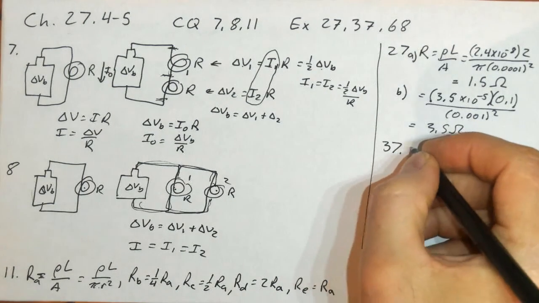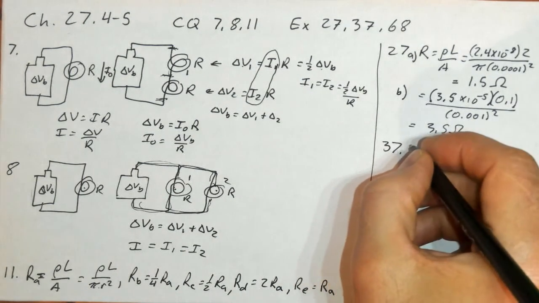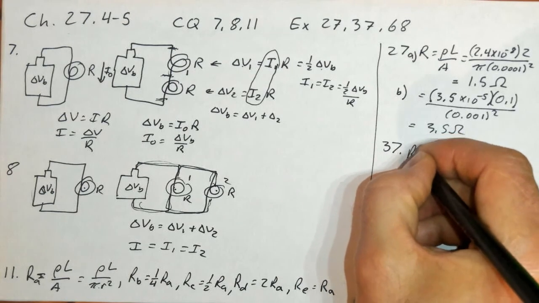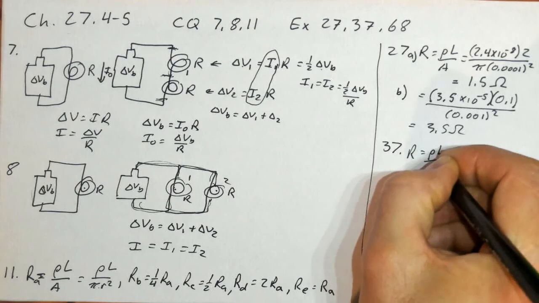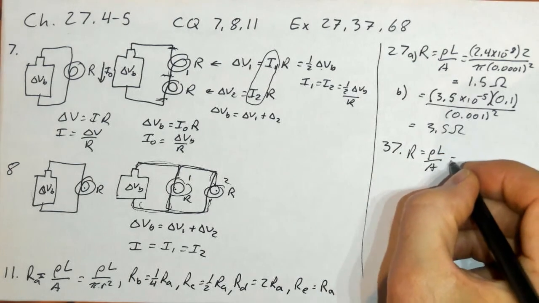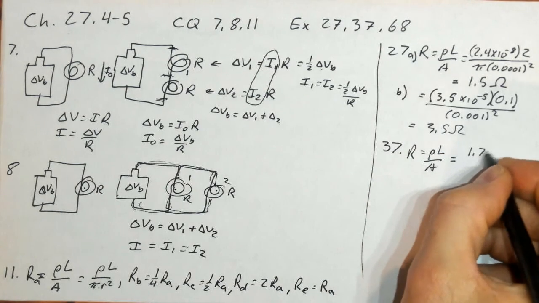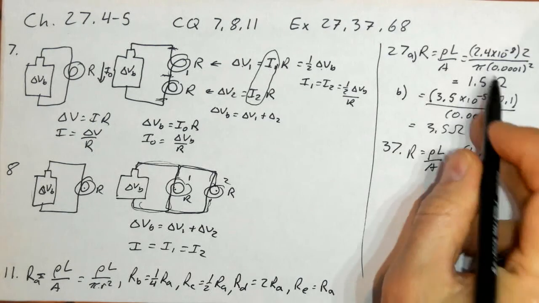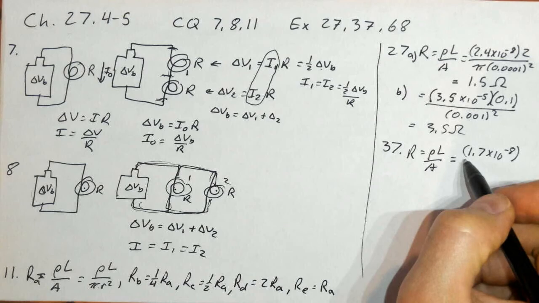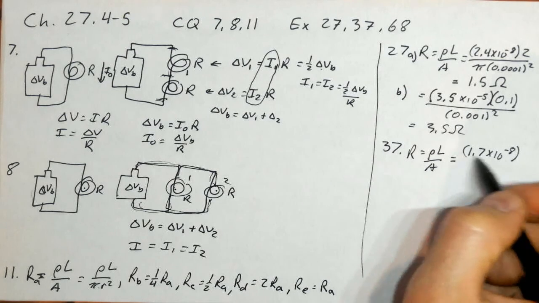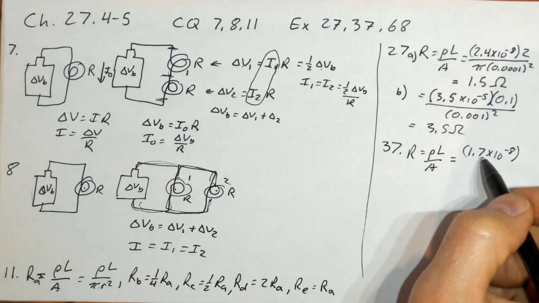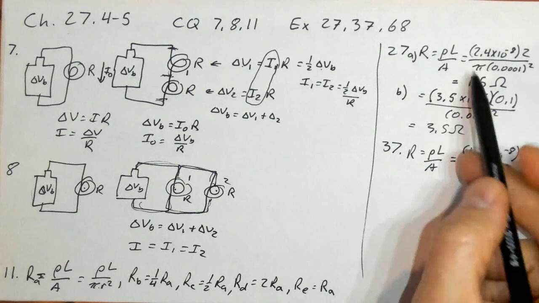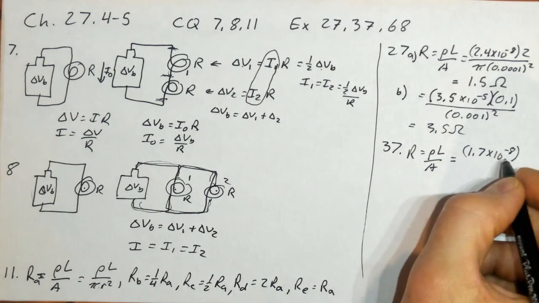Okay, so 37, we have the resistivity. We look up the resistivity, so we're doing R equals rho L over A, just like before. And for copper, resistivity is 1.7 times 10 to the negative 8, which is a pretty small value. It's even smaller than gold. And copper is what we mostly use in house wires because it has such a small resistivity, and it's not nearly as expensive as gold is, and so it becomes a good material.